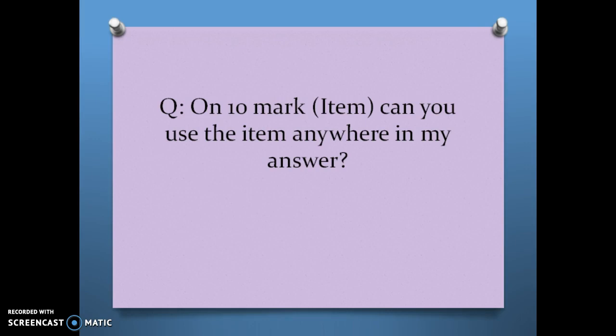Remember, on a 10 mark you need to be doing that twice, so there will be more than one hook in the item for you to apply your knowledge from. So read the item really carefully. Read it more than once. Highlight, underline, circle it, just so you are getting the correct hooks, and then think carefully about what knowledge you want to apply to it.